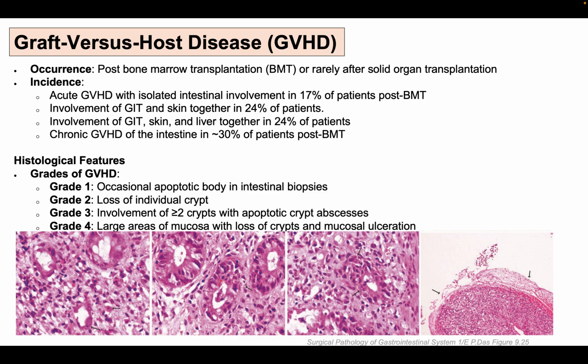First is grade 1. Grade 1 shows occasional apoptotic bodies in the intestinal biopsies. Grade 2 is the loss of individual crypts. You can see here the crypt is lost, and this is the apoptotic body. Grade 3 is the involvement of two or more crypts with apoptotic crypt abscesses. You can see the crypt abscess here. And grade 4 is a large area of mucosa with loss of crypts and mucosal ulceration. You can see here there are no villi, just some mucous material. This is what an ulcer looks like on histopathology.